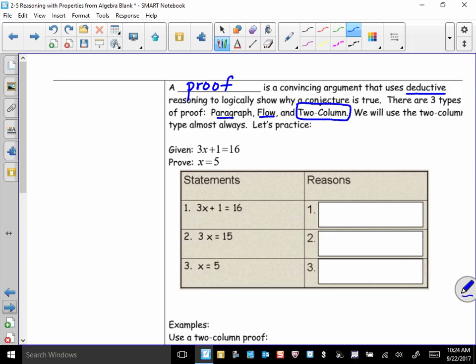I only do two-column proofs in my class. When I was in college and studying engineering, I never had to do a paragraph or flow proof. So I would ask you in the worksheets that I give you in your packets, and if you're doing problems from your textbook and it says do a paragraph or a flow proof, please always do a two-column proof for me. Your quizzes and tests will only have two-column proofs on them, no paragraph or flow proof.